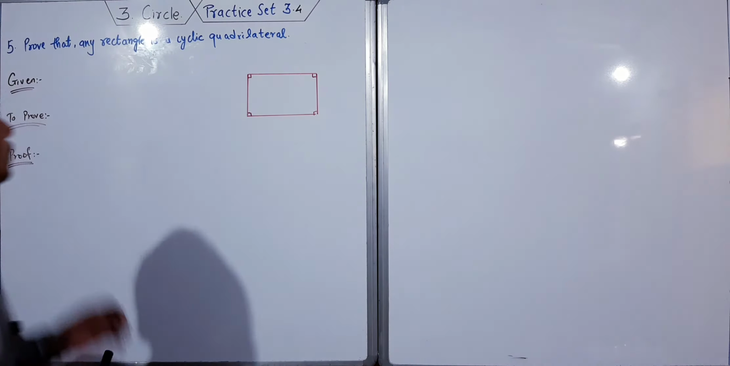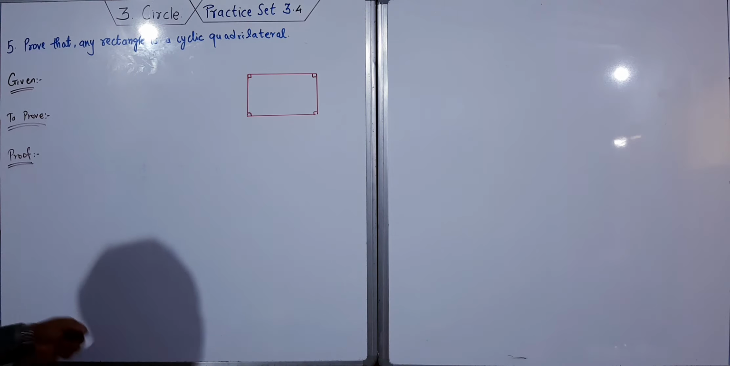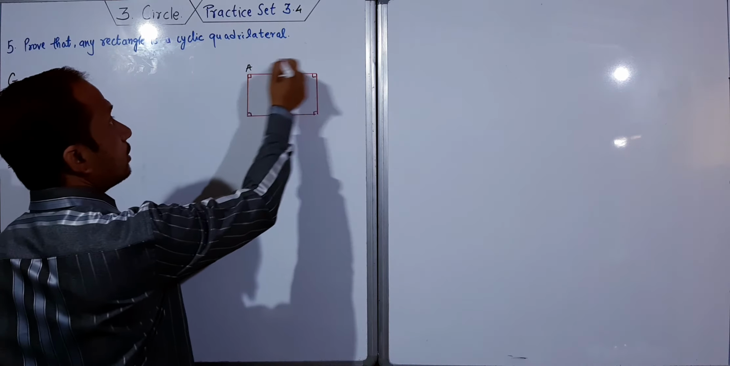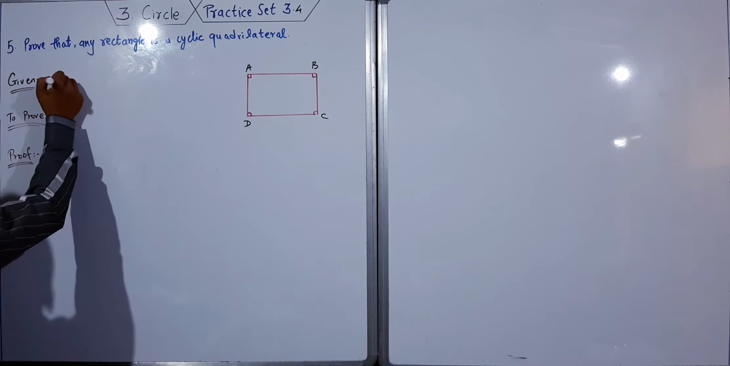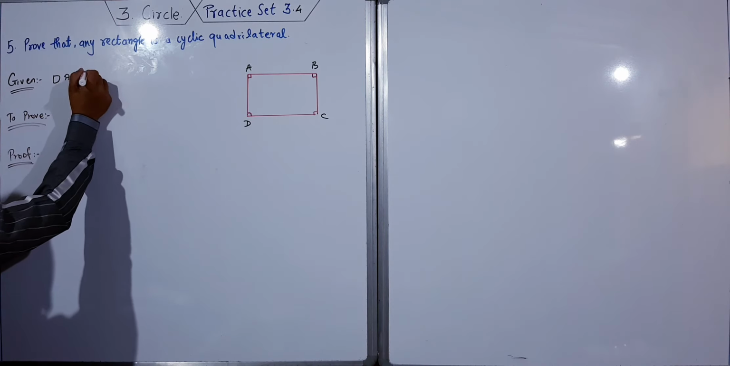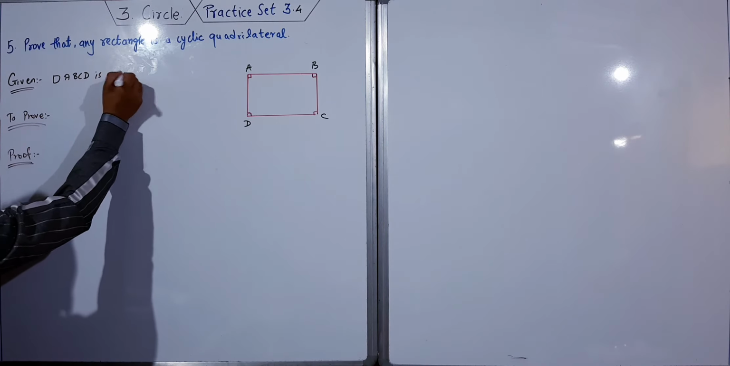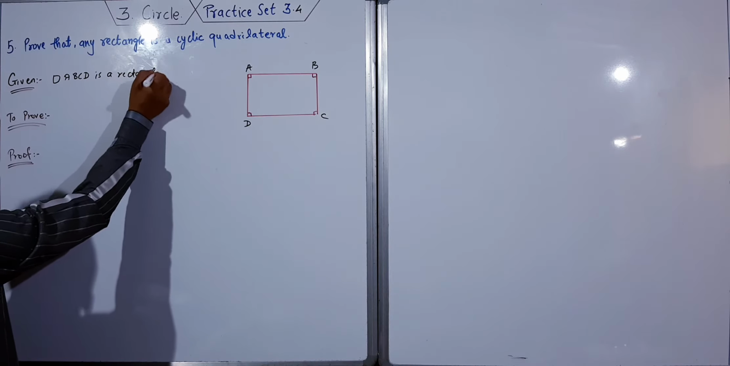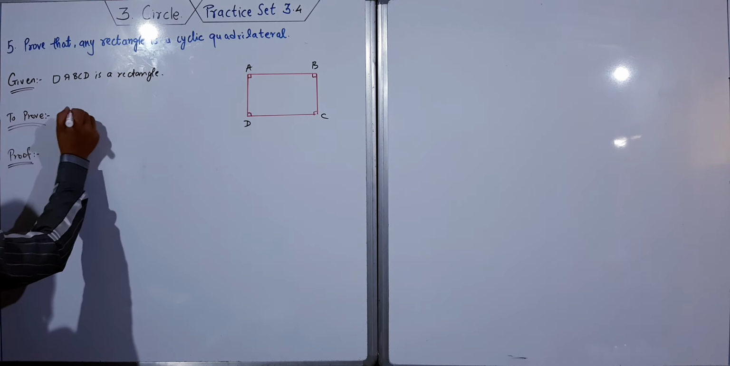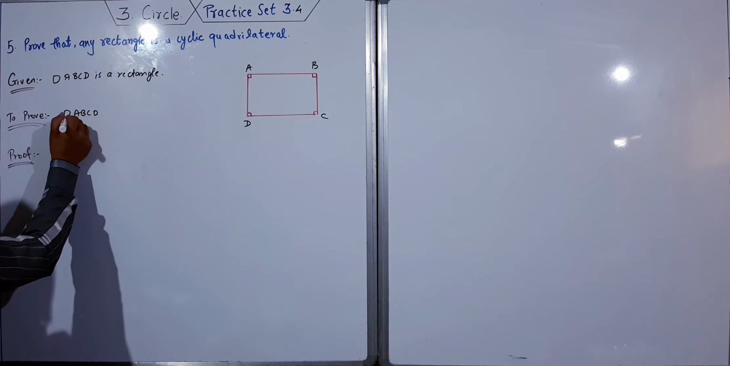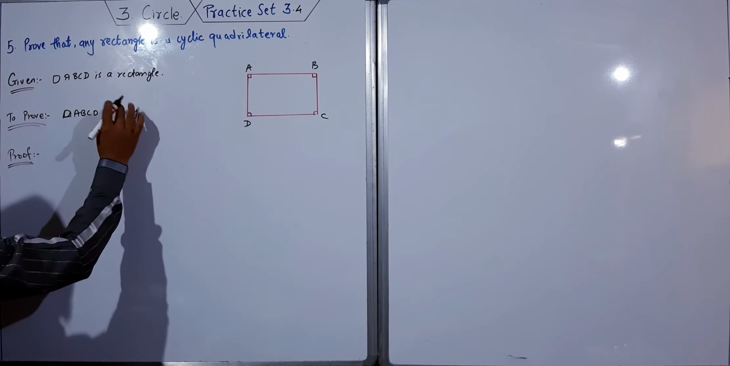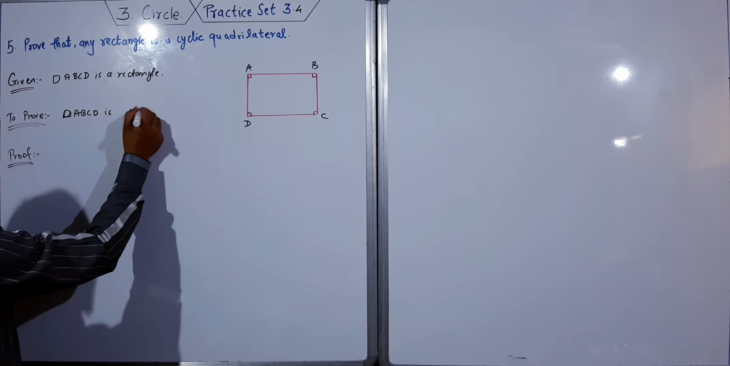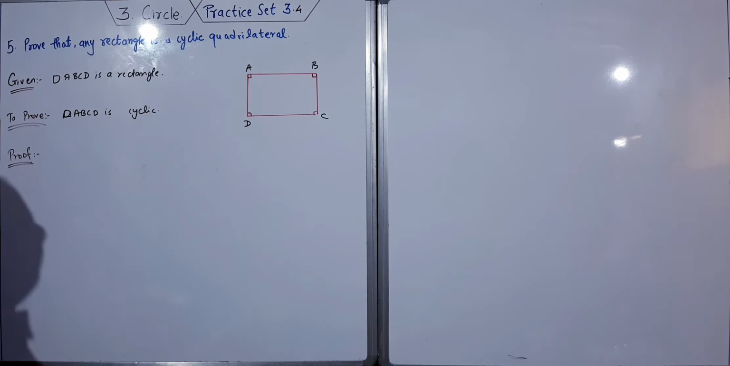In this question, what is given? Prove that any rectangle is a cyclic quadrilateral. Let us consider that ABCD is a rectangle. So quadrilateral ABCD is given, ABCD is a rectangle. It is given. To prove: quadrilateral ABCD is cyclic. Quadrilateral ABCD is a cyclic quadrilateral.